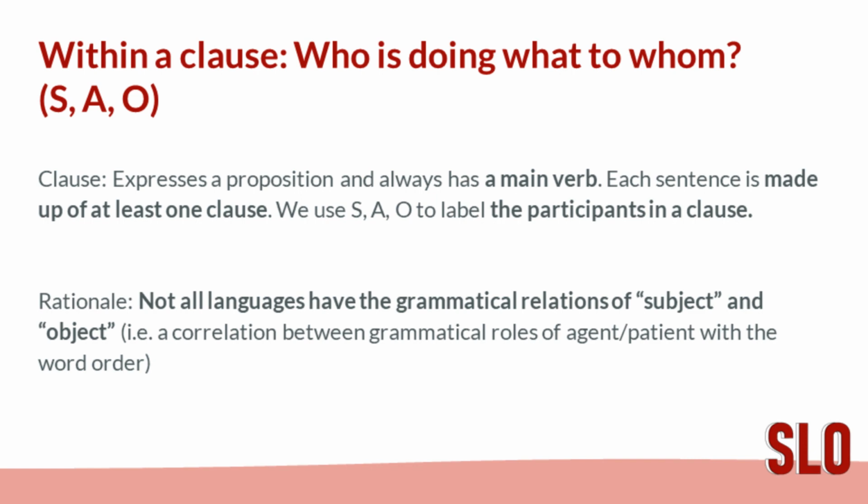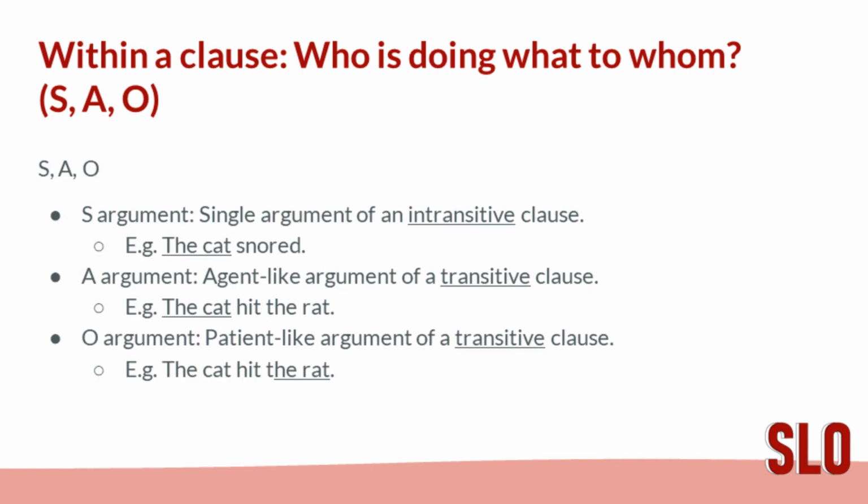The notions of subject and object basically correlate word order with grammatical roles like agent and patient. You can look up the concept of grammatical role at your own time. Back to the topic of S, A, and O. Before we look at the examples, let me first cover the difference between an intransitive and a transitive clause. An intransitive clause has one participant, i.e. the cat. A transitive clause has two participants, i.e. the cat and the rat.